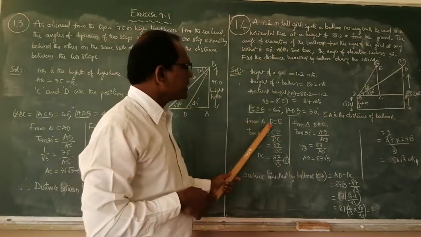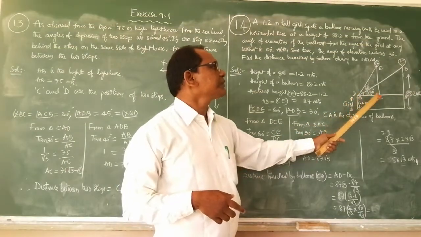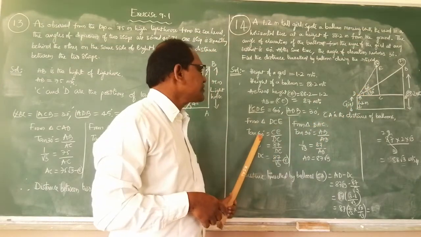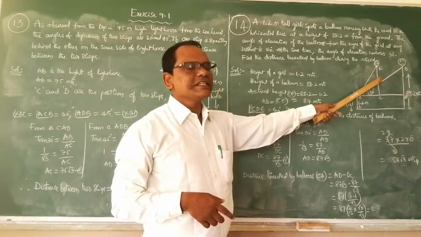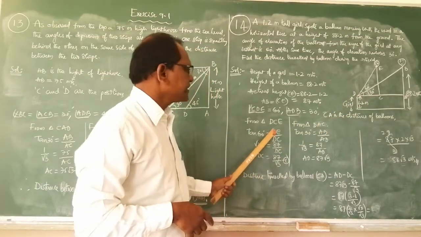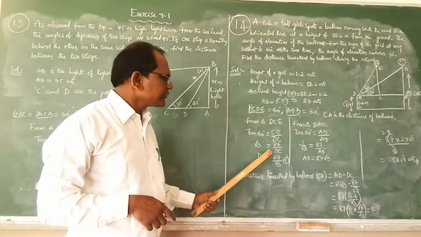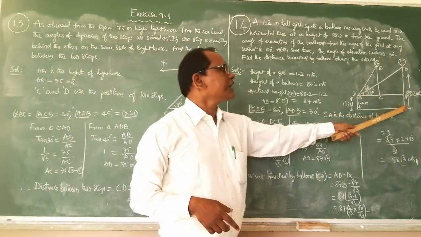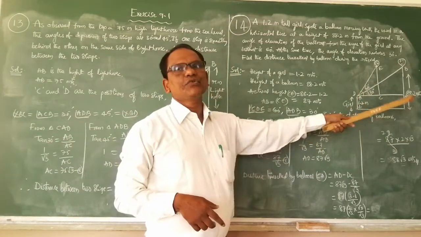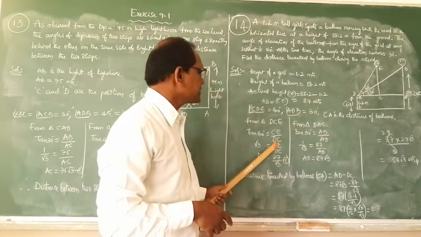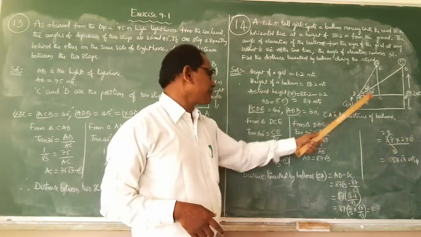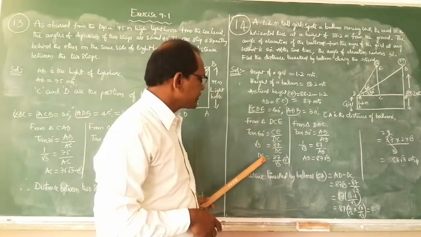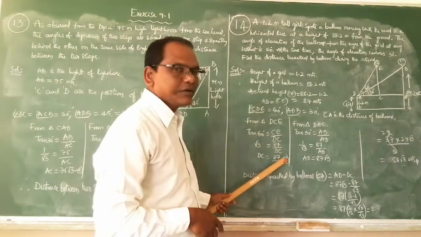Children, from triangle DCE, a right angle triangle, the angle is 60 degrees. Therefore tan 60 equals opposite side CE by adjacent side DC. Tan 60 value is root 3. CE means total height of the balloon minus girl height, 88.2 minus 1.2, which is 87. So root 3 equals 87 by DC. Therefore, by cross multiplication, DC equals 87 by root 3. That is the first one.